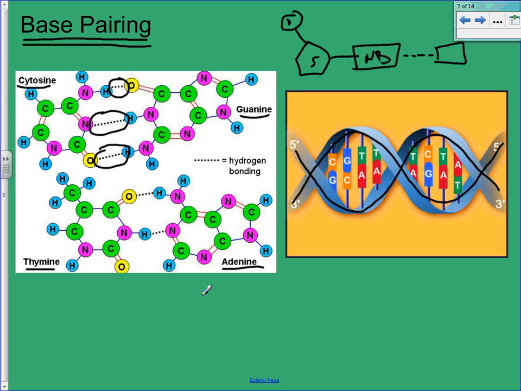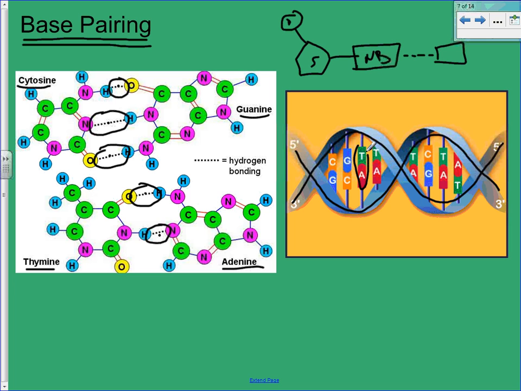Now the reason why cytosine and guanine only bond with each other is because if you look, there's 3 spots for them to make a hydrogen bond. Whereas thymine and adenine, there's only 2 spots. So it's not possible for adenine to bond to something like a cytosine. It just doesn't work. So again, over here you can see everywhere there's a thymine, across from it's an adenine and vice versa.